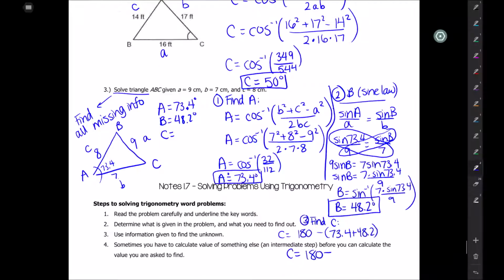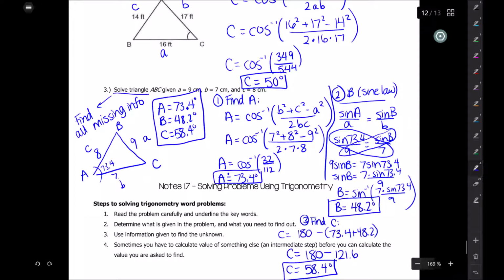So let's write this out right here. Minus 121.6, so C equals 58.4 degrees. And then, of course, you would do a therefore statement, but we're not going to do that just because we ran out of space. So we'll just say therefore right here, and that's our final answer.